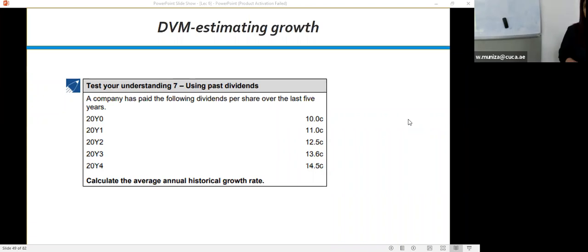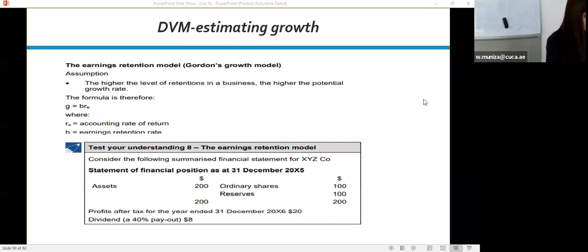9.7%. 9.7? 9.6. How? 1.45 raised to 0.5. Yes, 9.7 is the right answer. Atif, now you got the same?